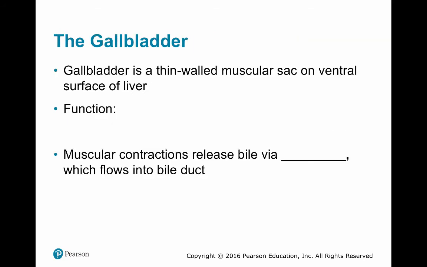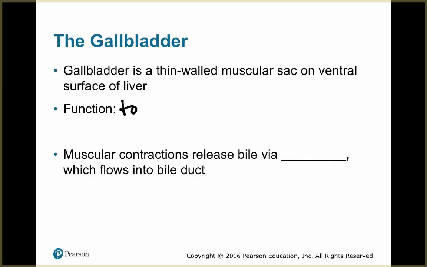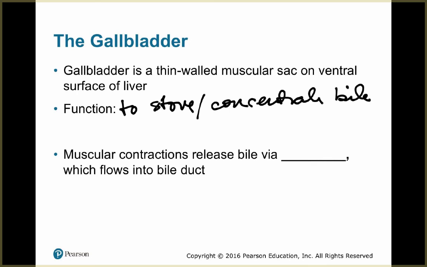Now the gallbladder. This guy is a thin-walled muscular sac on the ventral surface of the liver. Its function is to store and concentrate bile, and it does that by absorbing water and ions. It contains many honeycomb folds that allow it to expand as it fills. And basically, muscular contractions release bile via the cystic duct, which flows into the bile duct.